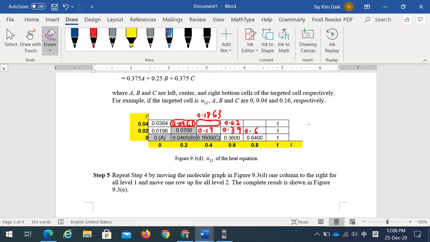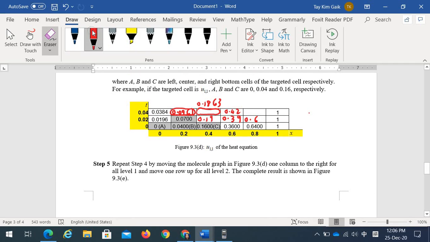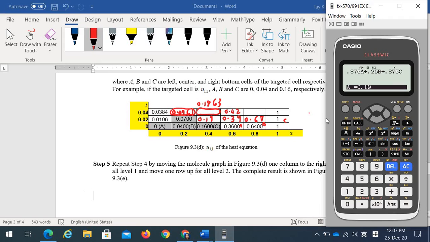Okay, so for the last value, 0.67. Last value, and target here, this empty cell here. A is 0.39, B is 0.67, C is here. So calculate A 0.39, B 0.67, C 1. Okay. 0.6888.